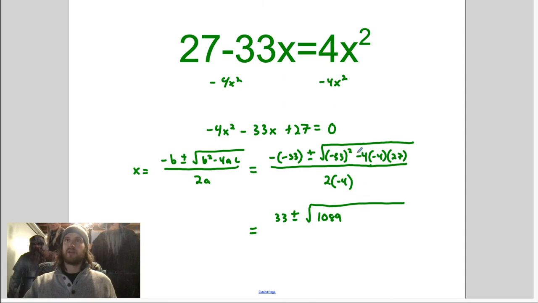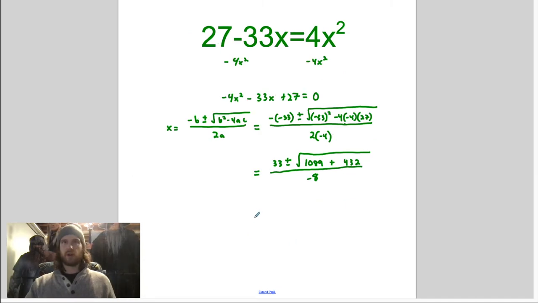Okay, and then here we go. -4 times -4, 16 times 27. So that's going to be a negative times a negative times a positive, which will be a positive. It's like 4 something. I've done this already. 432. All right, cool. And then down low, we got -8. All right, then we just start churning and burning.